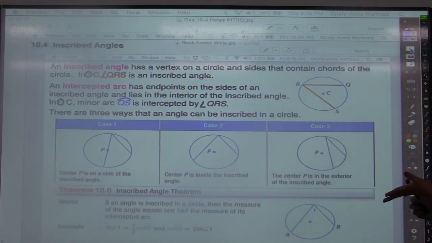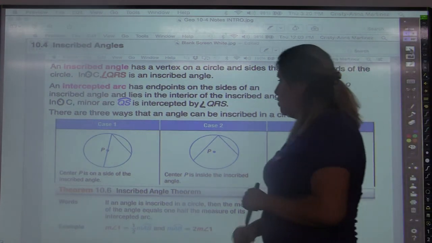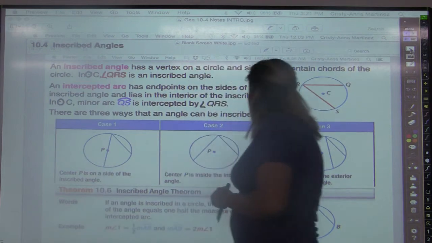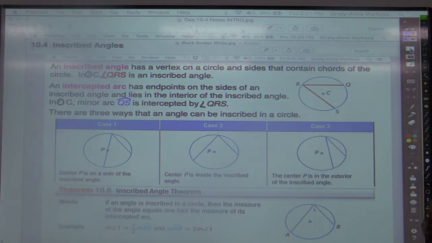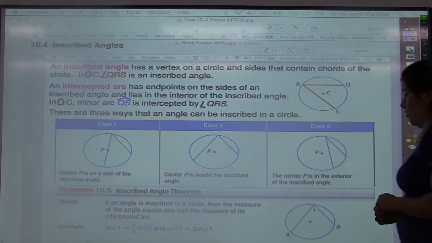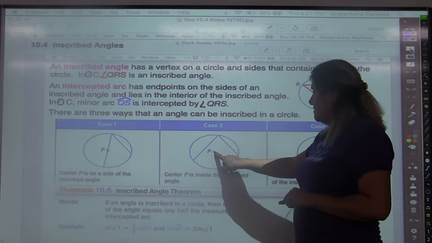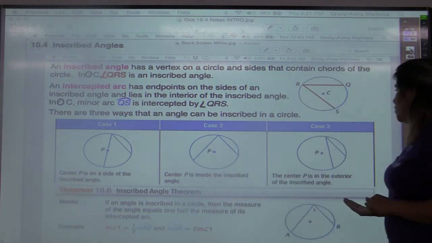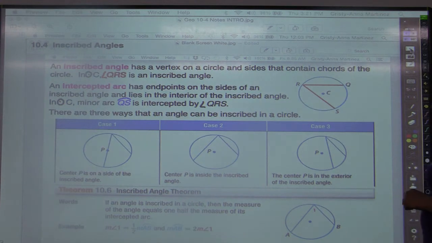Alrighty, there are three ways that an angle can be inscribed in a circle. So we have the three cases here, case 1, case 2, and case 3. Case 1 is where center P is on a side of the inscribed angle. So you have it going right to the diameter there. And second case is center P is inside the inscribed angle. So you see that the center is inside the actual angle. Or in case 3, it could be outside the inscribed angle or in the exterior.